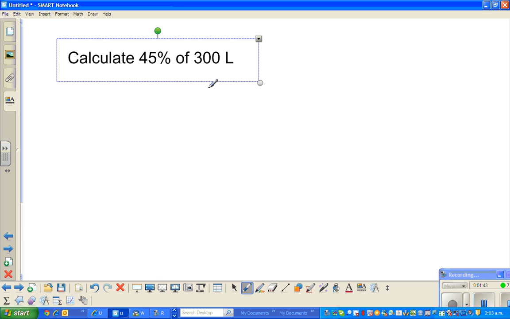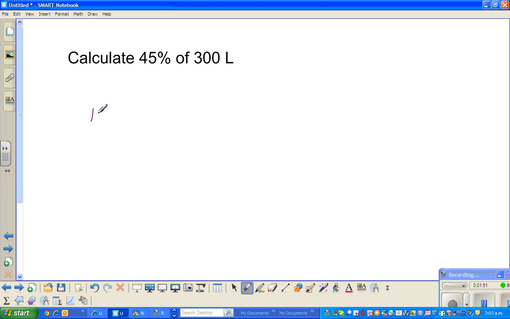45% of 300 liters. So let us think, how can we do this? Let us start with 100%. So 100% is 300 liters. So 50% would be half of 300, because 50% is half of 100%, which is 150 liters.